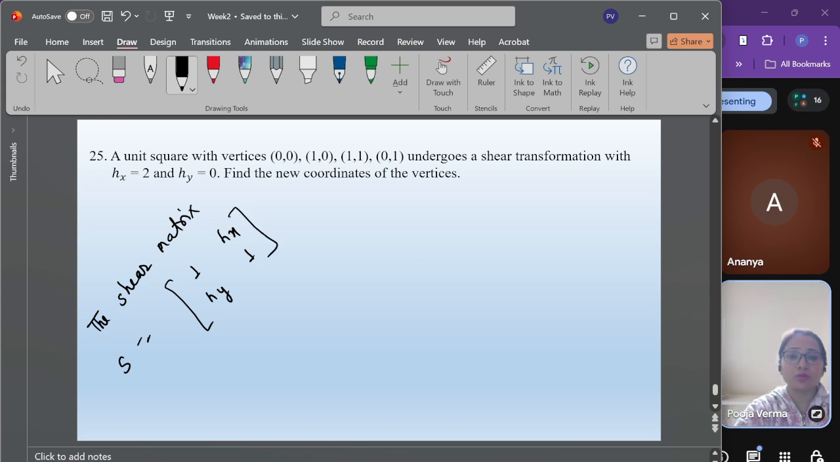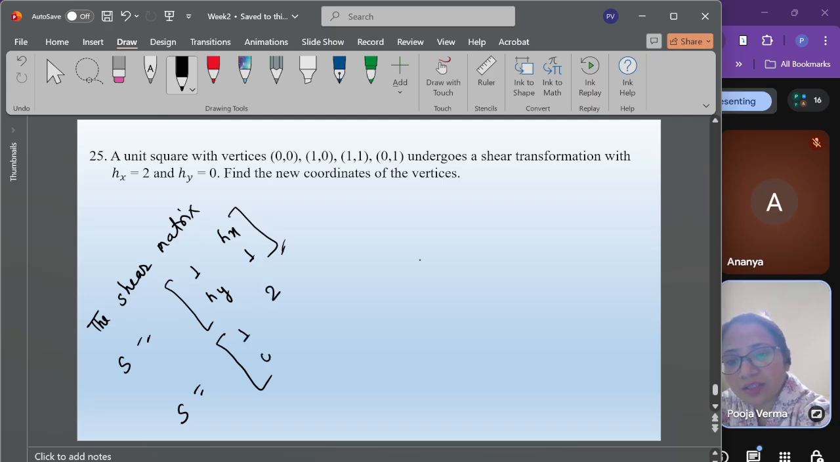Here it is in 2D coordinates, and we are not going to the homogeneous form. Otherwise it would be a 3 cross 3 matrix, we would need to convert everything into homogeneous coordinates, and the multiplication would be lengthy. So directly we are taking the 2D points only, which is why we use the 2 cross 2 shear matrix. Just put in the values: hx is 2, hy is 0, and you will get the shear matrix.